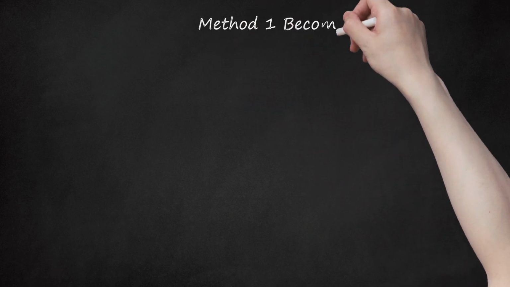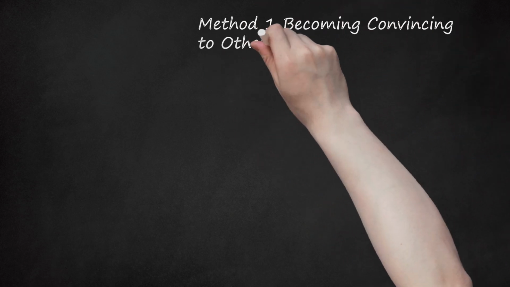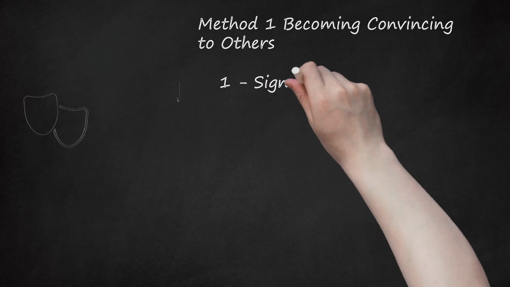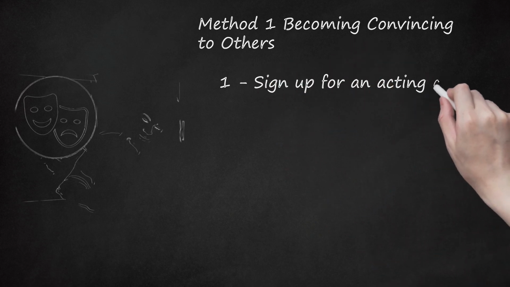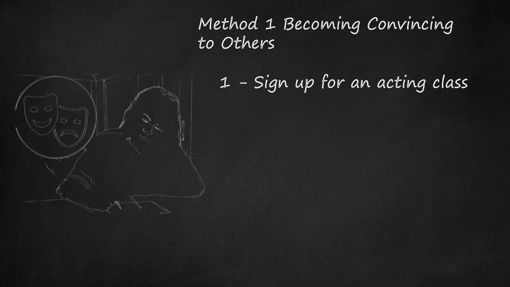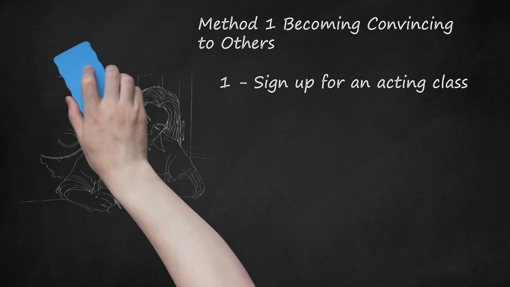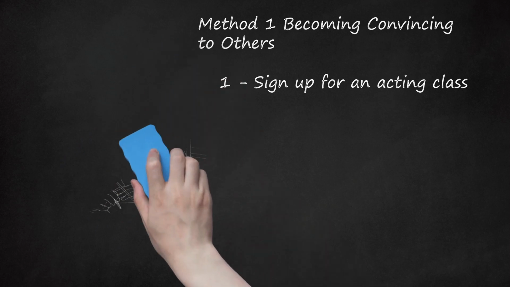Method 1: Becoming convincing to others. 1. Sign up for an acting class. When learning how to trick someone, it is important that you learn how to make that person believe in your words and emotions. Learning basic acting techniques can help you become more persuasive to those who you are trying to manipulate.